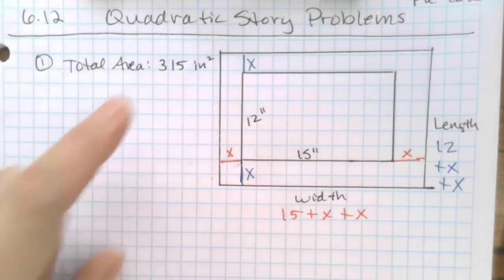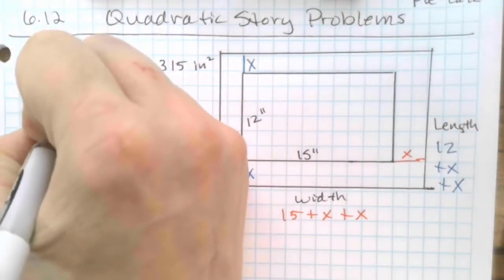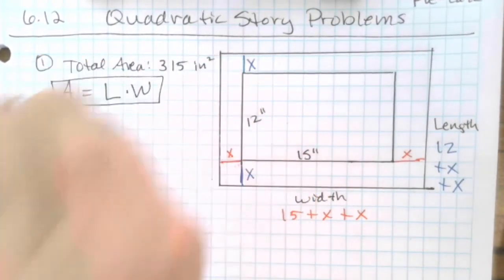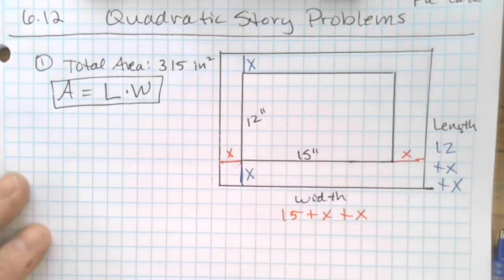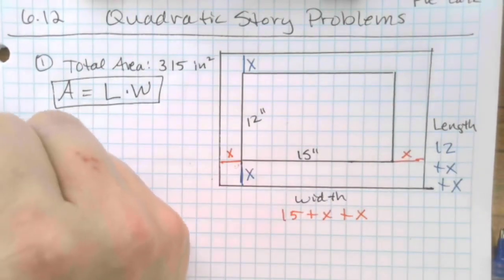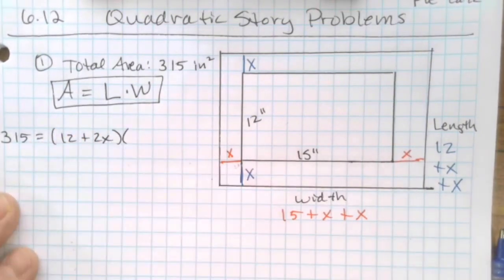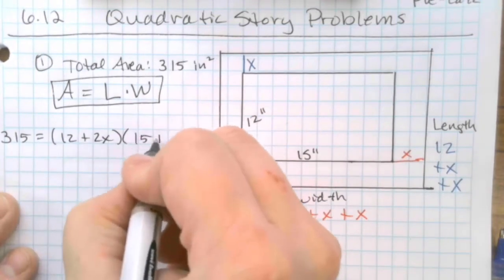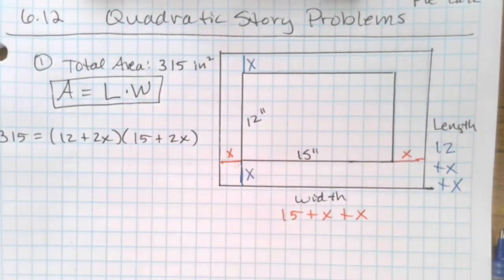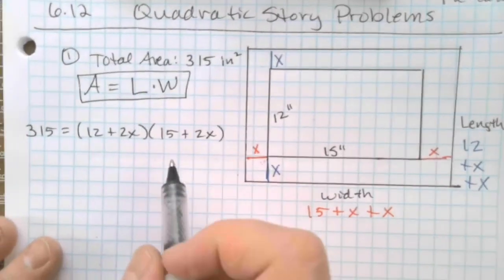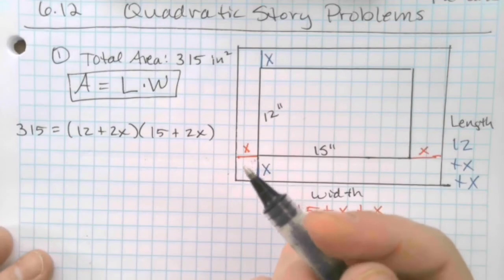Well, the total area was 315, and of course the area of a rectangle is length times width. That's your formula. So I'm going to take these two quantities and put them into an equation. 315 equals length, which is 12 plus 2x, times width, which is 15 plus 2x. And I'm going to actually solve for x. Okay, so first thing we have to do, because these aren't the same, you can't just take square roots, we got to multiply this baby out.